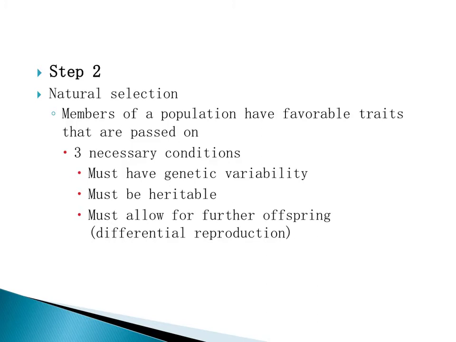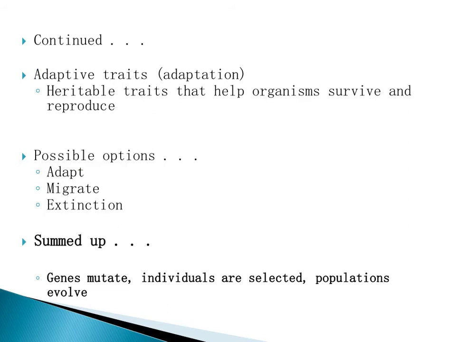That's differential reproduction. Differential reproduction is leaving as many offspring as possible. The more successful offspring a species has, the more genetically fit they are. Adaptive traits, or adaptations, are heritable traits that help organisms survive.